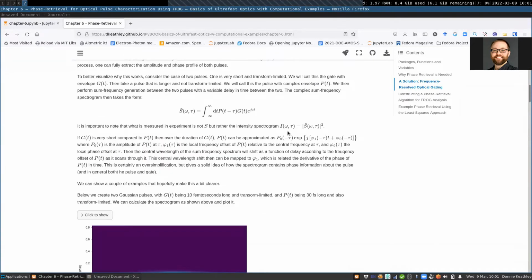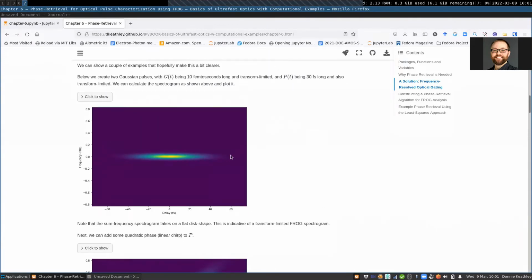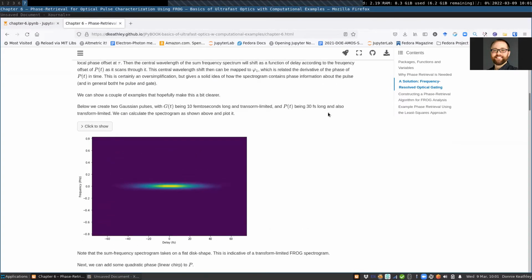So if we plot this magnitude squared of S, this I of omega and t, as a function of delay, I've got three scenarios here. In all cases, G of t is 10 femtoseconds long and transform limited, and P of t is 30 femtoseconds long. Now P of t is going to change in terms of its phase part. The envelope is always 30 femtoseconds full width half max, but I'm going to put different phase profiles in time to demonstrate what we just discussed.